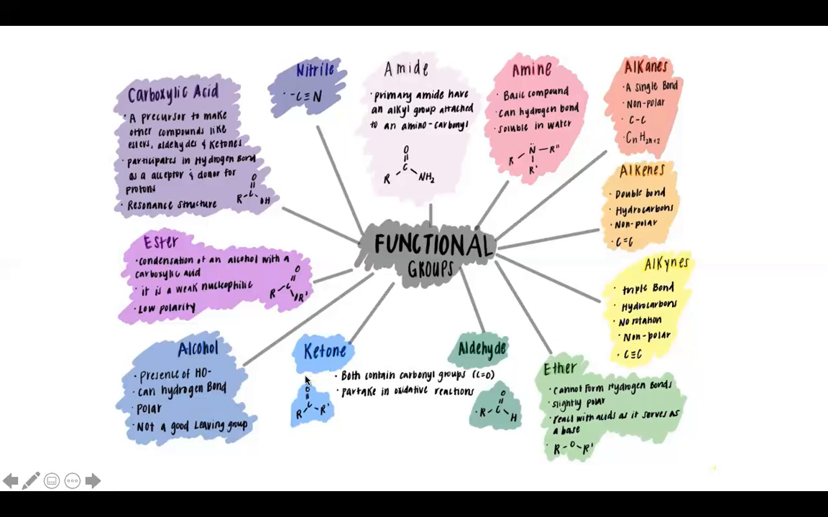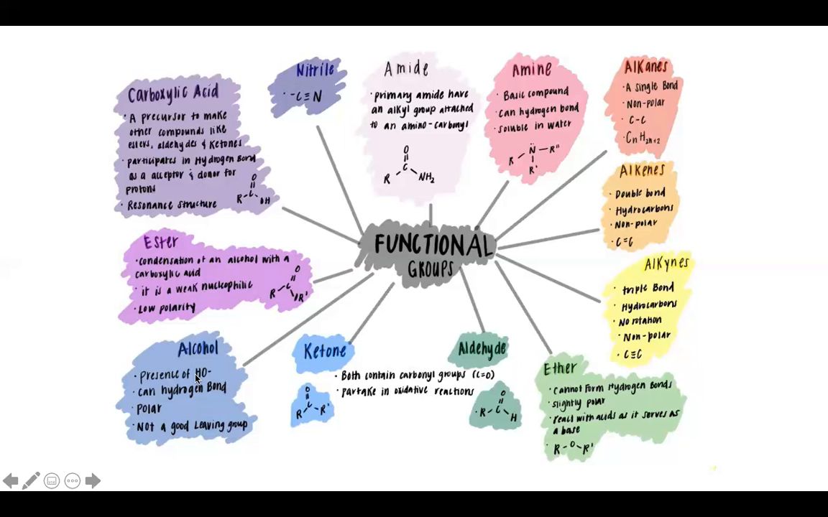Next is ketones. Ketones, on the other hand, are a carbonyl group with the central carbon bonded to two R groups that are different. The difference between an aldehyde and a ketone is that there is a hydrogen that's bound to the carbon in an aldehyde. Both these functional groups partake in oxidative reactions in which they become oxidized to the corresponding carboxylic acid.